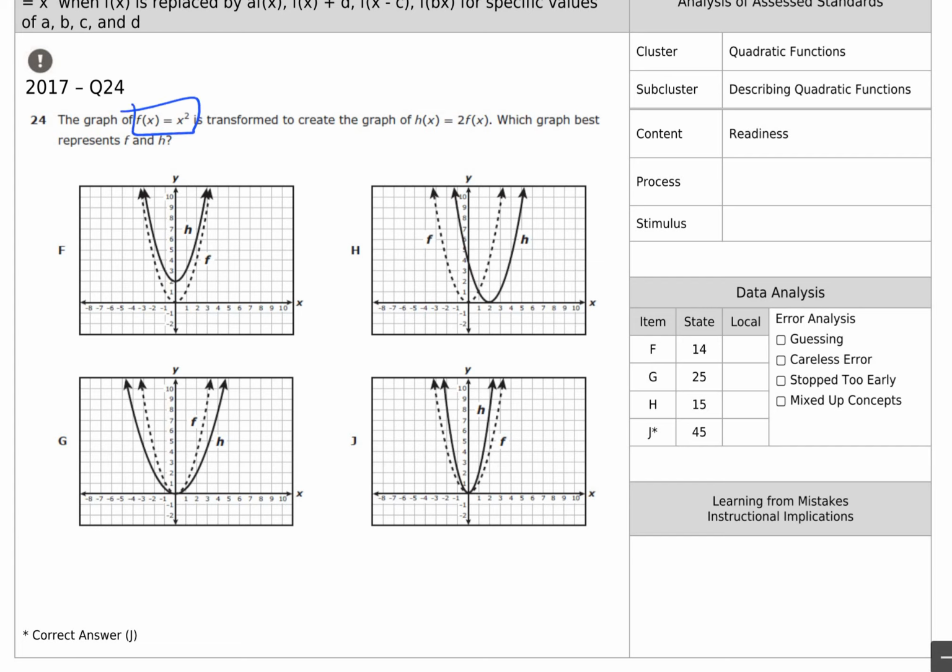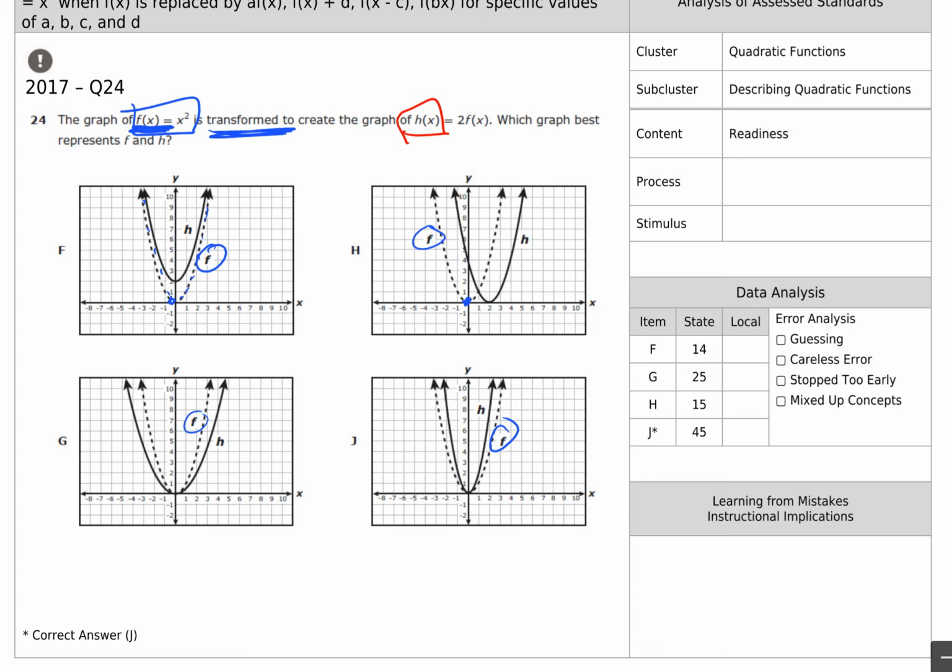We have there again the parent function, and it's saying f of x is the parent function. So we look at the graph, that's f. So it must be that that dotted one is the parent function, and we see it's going through the origin, that's correct. So the f is the original. It's transformed to create the graph of h of x, and it has the 2 in front of it. Now the way that it's written, you could not graph this. You can't type that in your calculator in order to graph it.